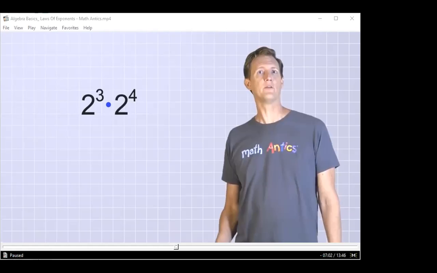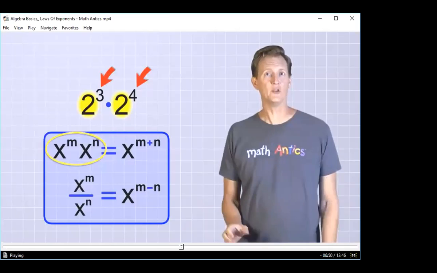Okay. So we have 2 to the power of 3 times 2 to the power of 4. What do you notice about the base? It's the same. Yes, the same base, and there is multiplication in the middle. So we are going to add the exponents together, because once we have the same base, we add the exponents. So we will take 3 and 4, and add them together. Okay?